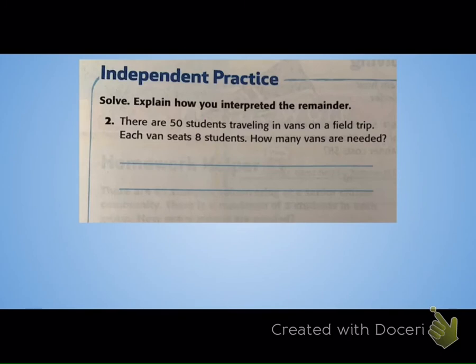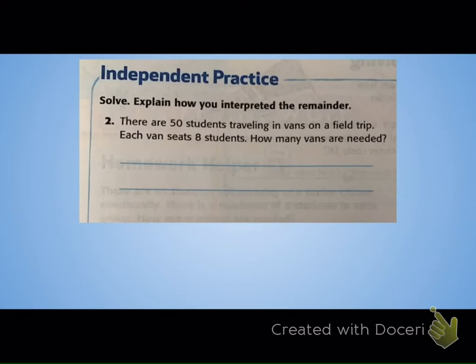All right, so we've reached independent practice. I would like you to go ahead and read this problem. I'd like you to solve it on your own. Pause the video. And then once you've completed the problem in your practice book, come back and listen to the answer and see if you've gotten it correct.